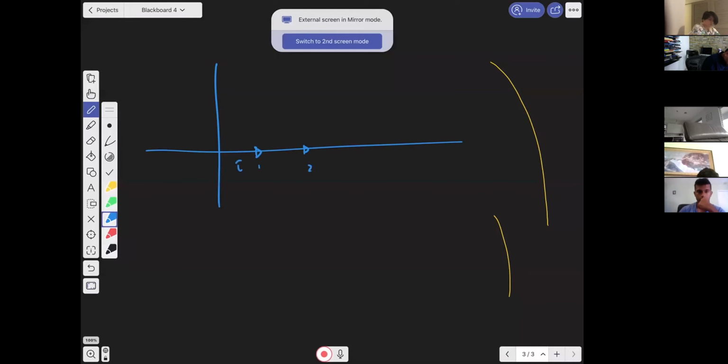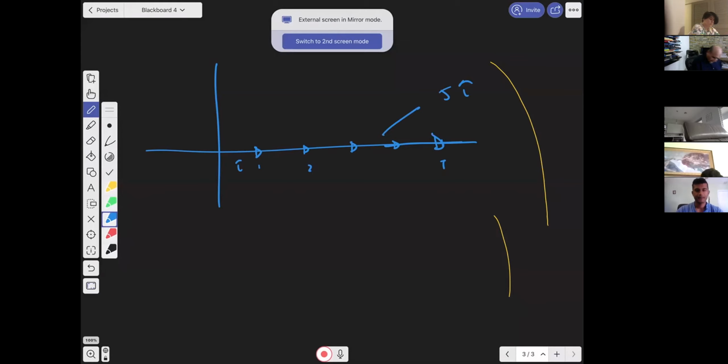One, 2, 3, 4, and 5. This is the vector 5i. Is it correct? 5 times i. Okay? Yes or no? Yes. Okay. This is the vector 5i.